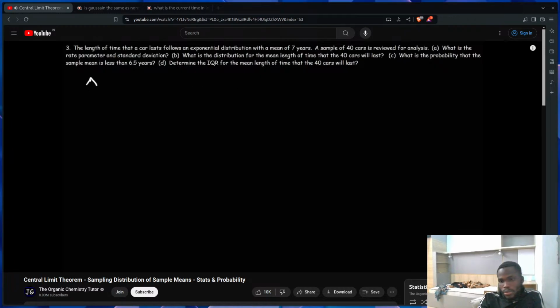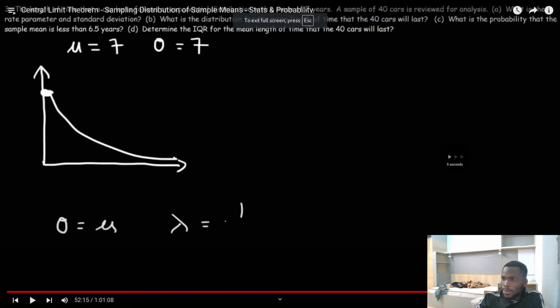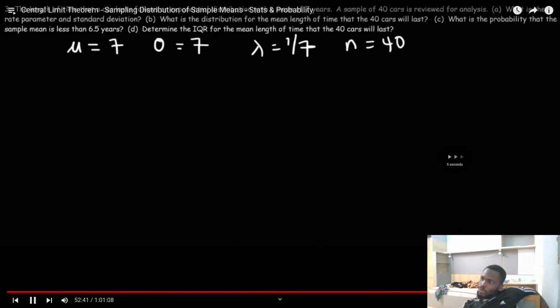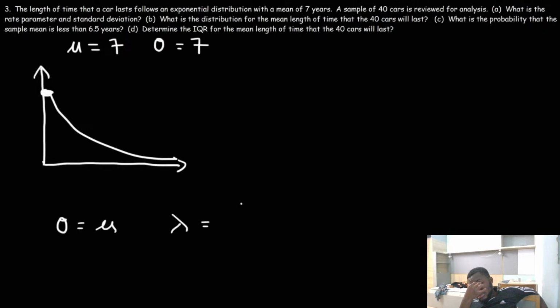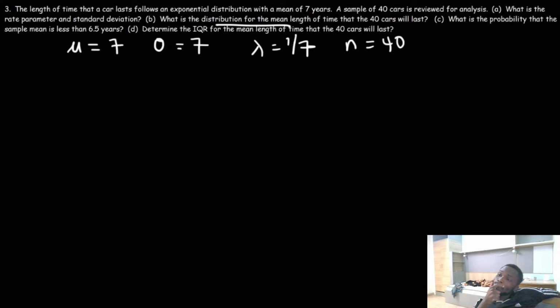So what we know right now is that now we're going to take a sample of 40. So now we're dealing with a sample distribution. The mean is also equal to 7. The rate parameter lambda is 1 over the mean, so it's 1 over 7. So what we're dealing with is a sampling distribution of the sample means.